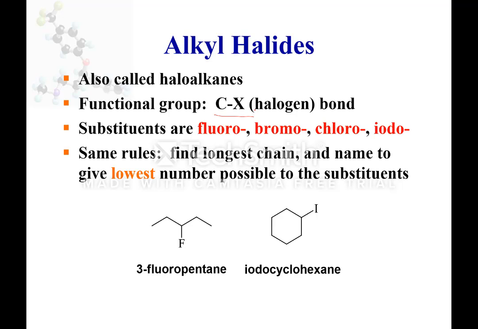Actually, the rules are quite similar. You find the longest chain and you assign numbers to give the lowest numbers possible to the substituents. So that this particular compound is 3-fluoropentane, because actually either end would give you carbon 3 as having the F substituent, and iodocyclohexane.